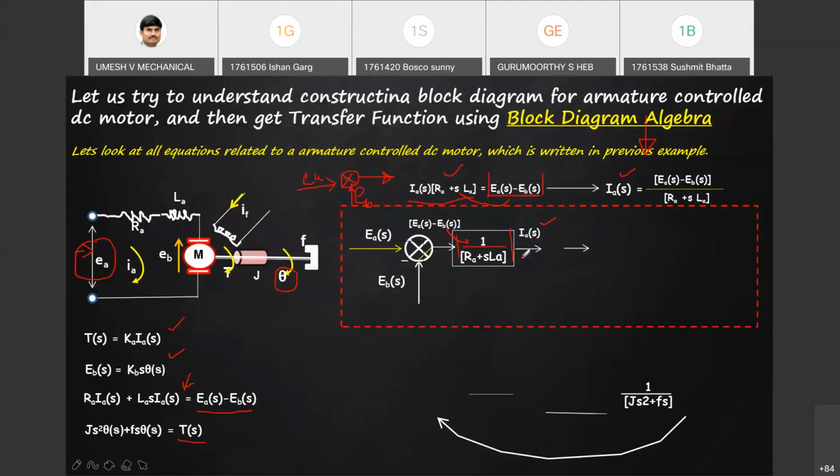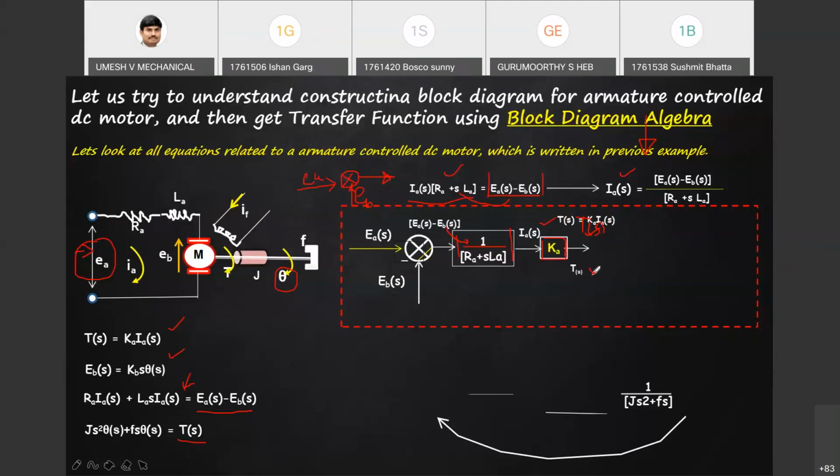IA of S should be multiplied by something so that the output is torque. This equation. So what will you multiply to IA of S? You can chat. I have shown a block here. What should I write in this block so that my next output is T of S? Yes, thank you for that. T of S is the output. So you get T of S by just multiplying with Ka. So IA of S into Ka equals T of S.